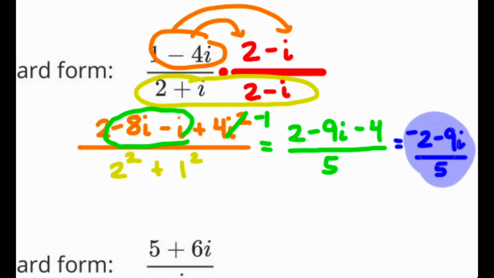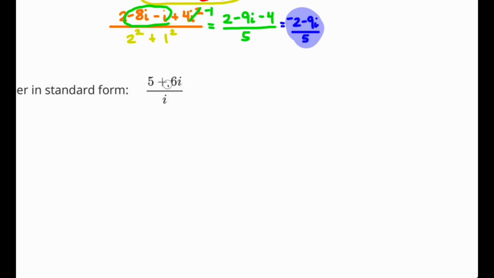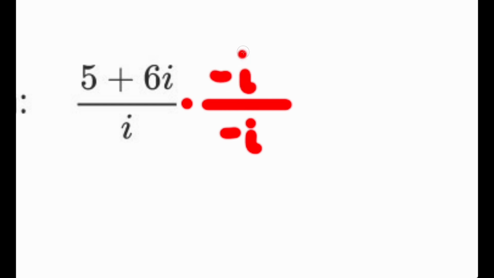If you notice, there is no longer an i in the denominator, and that's the whole point. All right, the last one, write as a complex number in standard form. If you notice, there is an i in the denominator there. You cannot have an i in the denominator for whatever reason, so we're going to get rid of it. First thing we're going to do is multiply. Now, in this case, that's just an i. So it's like 0 plus i, so you could just do 0 minus i if you really wanted. So I'm just going to make this negative i here and this negative i here.